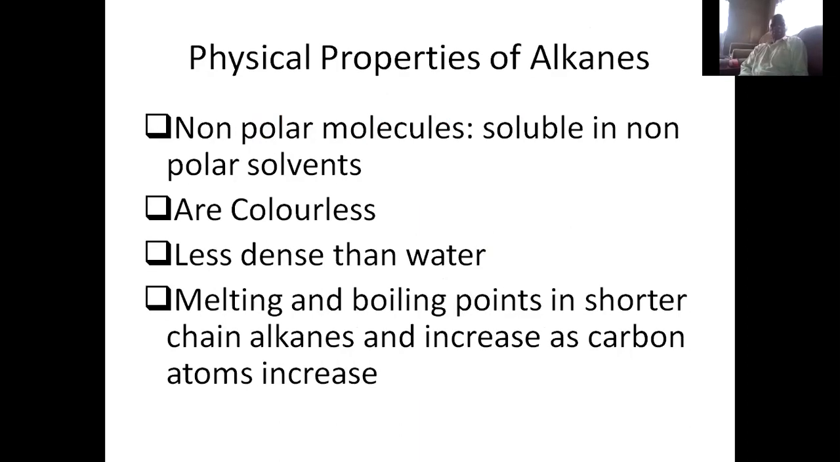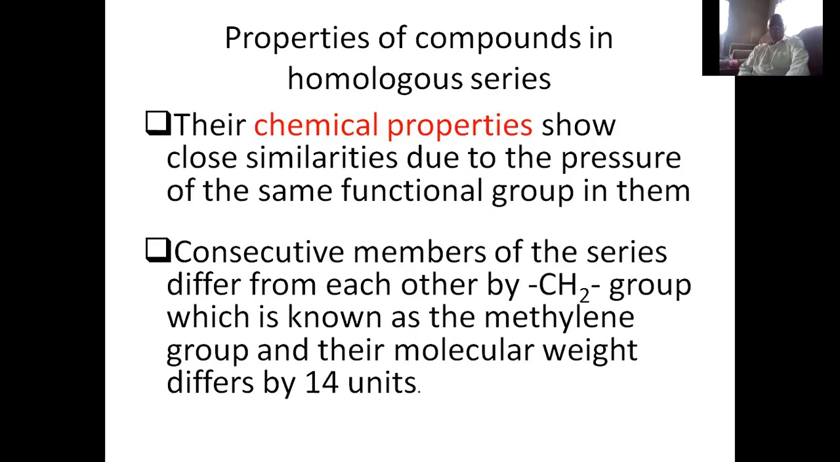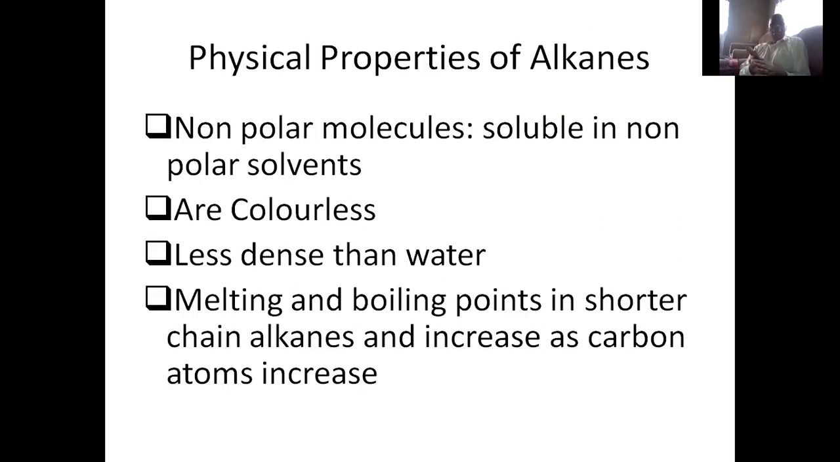So now we are through with the homologous series, and we are looking at alkanes. Alkanes are non-polar molecules which are soluble in non-polar solvents. They are also colorless. They do not have color, and they are less dense than water, so they float on water. Their melting and boiling points in shorter chain alkanes are very low, and then increase as the carbon atoms increase.